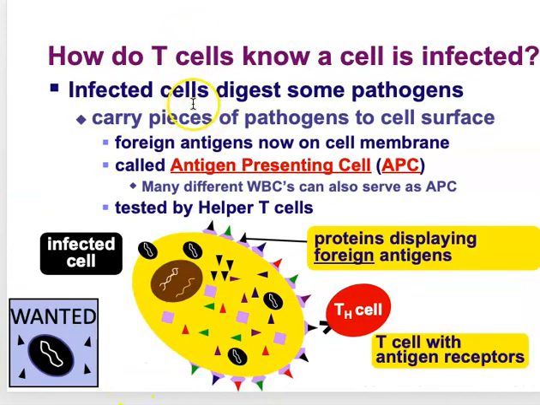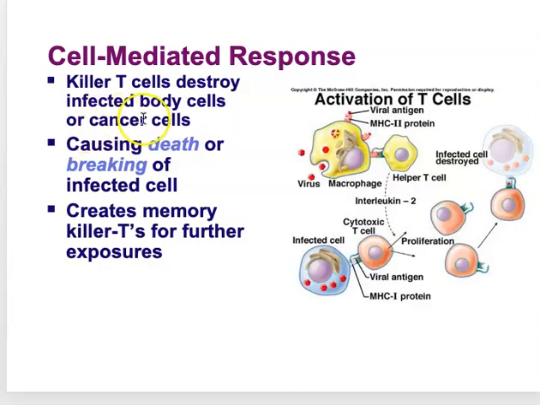So how do the T cells know a cell is infected? Basically, when a cell is infected, it will display some of the foreign antigens in its own cell membrane so that the immune system can know that that cell is infected. When the immune system knows the cell is infected, it can cause the death of that cell, or it can break the infected cell, lyse it, so that it can destroy that cell and destroy any pathogen that's inside that cell and trying to reproduce through that cell.